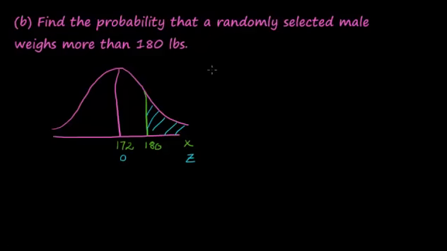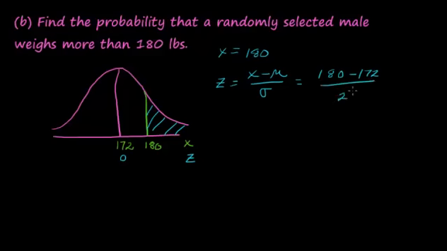Okay, so now let's change our x value, which is 180 this time, to a z-score. If you write the formula you need every time you use it, by the time you take a test you'll know the formula. Okay, 180 minus 172 divided by 29. And this time we get a z-score of about 0.28, because I'm rounding to 2 decimal places.